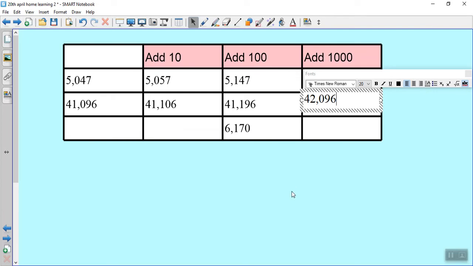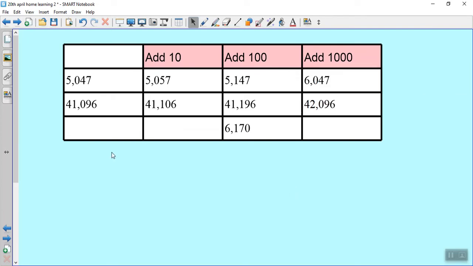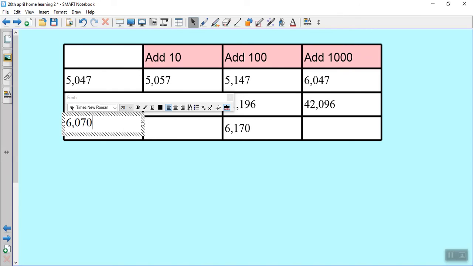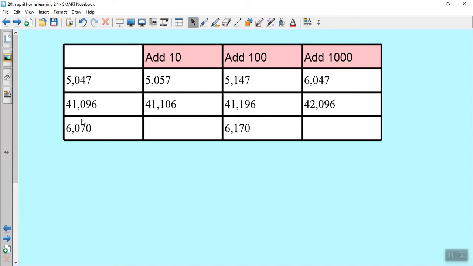42,096. Okay, I've got to work backwards here. Something add 100 makes 6,170. I've got to take 100 off. This is my hundreds column. So it's going to be 6,070. 6,000 add 70. 6,070 add 1 in the hundreds column equals 6,170.